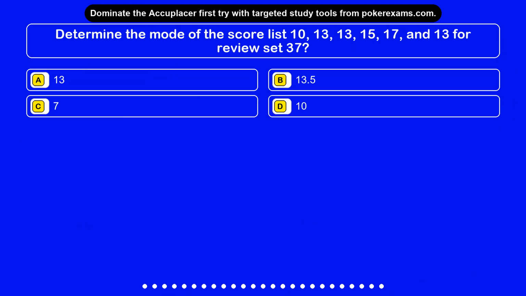Question 9. Determine the mode of the score list 10, 13, 13, 15, 17, and 13 for review set 37. Option A, 13. Option B, 13.5. Option C, 7. Option D, 10.